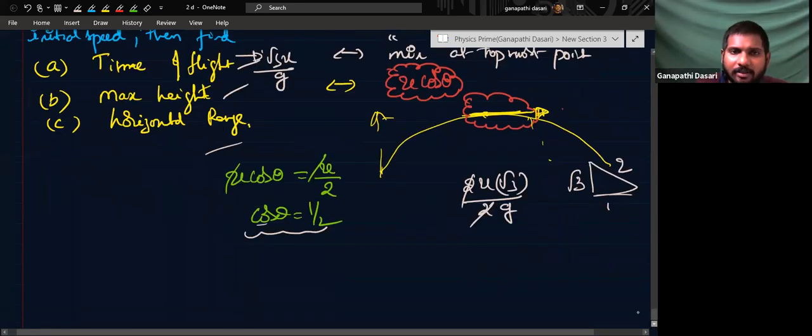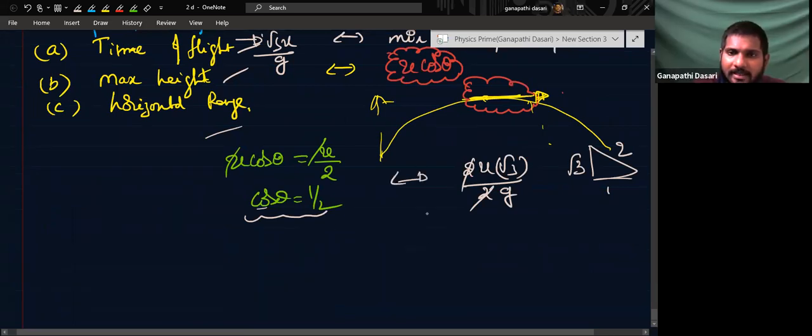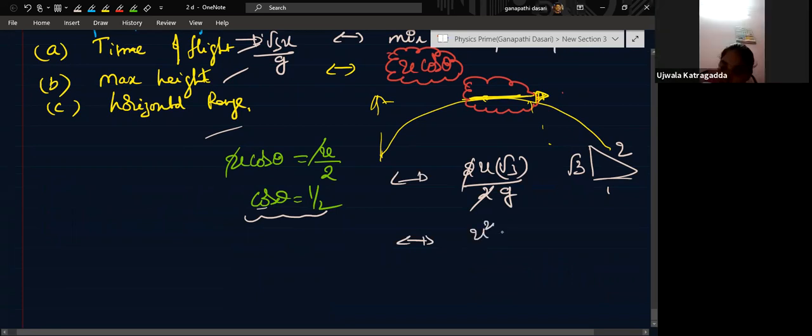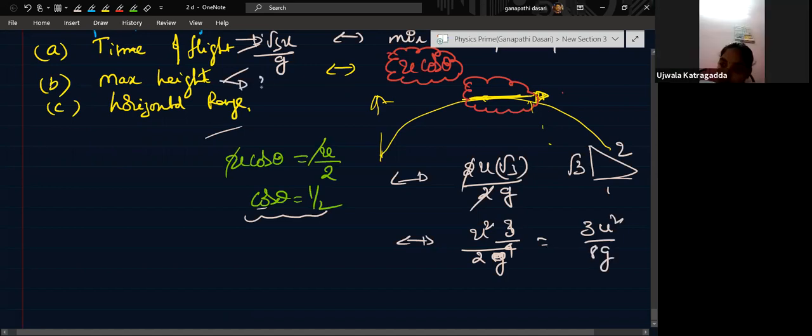Maximum height is uy square by 2g, that means u square sin square theta by 2g. u square sin square theta is u square times 3/4, then by 2g. The answer will be 3u square by 8g, isn't it?